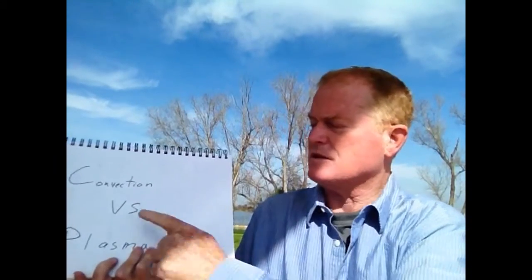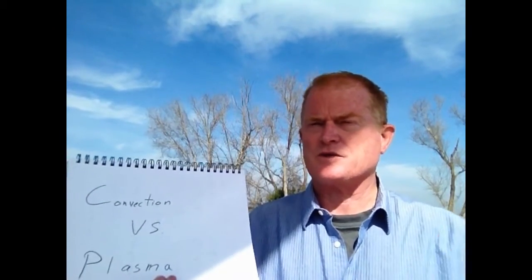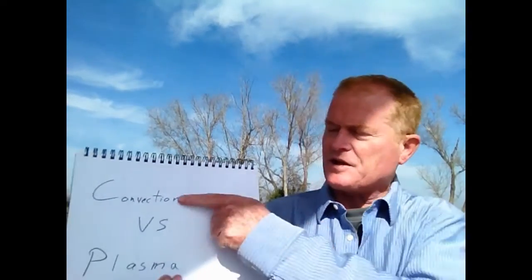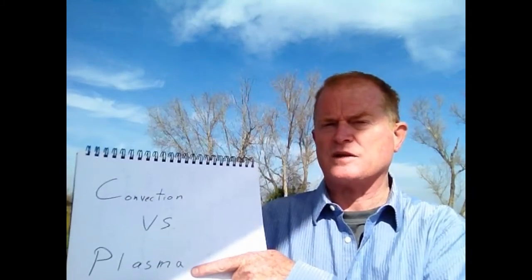Two concepts, convection and plasma. Which of these do you think has more to do with what's happening in our atmosphere in terms of storms, in terms of wind? Well, if you ask a meteorologist that question, they're going to tell you convection. But if you ask me, it's going to be plasma.